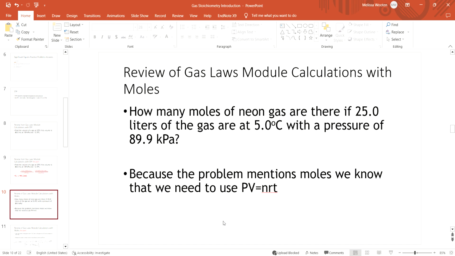So another review problem. How many moles of neon gas are there if 25 liters of the gas are at 5 degrees Celsius with a pressure of 89.9 kilopascals? Because the problem mentions moles, we know that we need to use PV equals nRT. And remember, R is your gas constant, 0.0821 liters ATM over moles Kelvin. Liters ATM, moles and Kelvin are the units you have to use here.